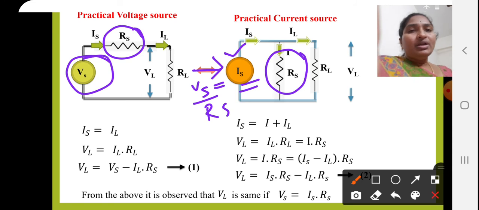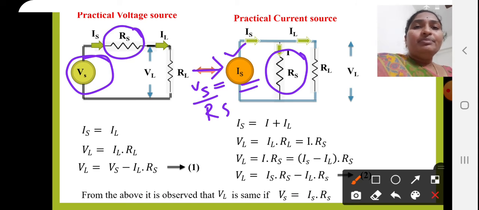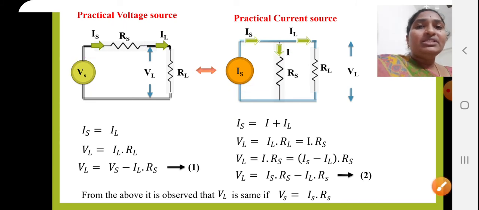So I hope you understand. That's all about the source transformation technique. So now in this, I am going to transform a practical voltage source into a practical current source and a practical current source into a practical voltage source. This is possible whenever the two responses are equal, so that we can say a practical voltage source is an equivalent circuit to a practical current source.